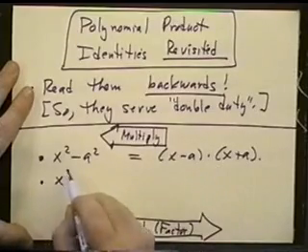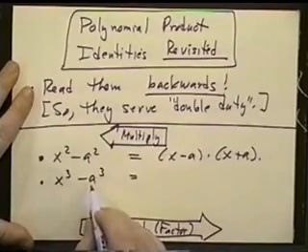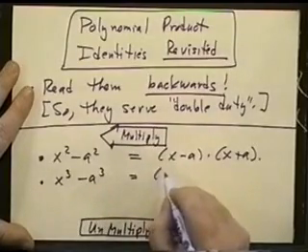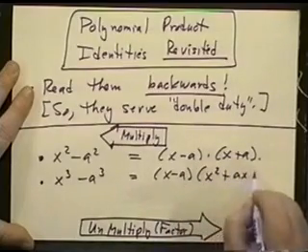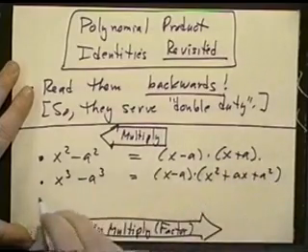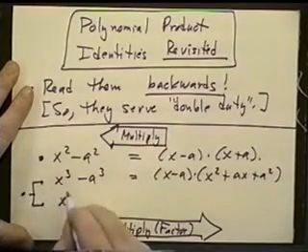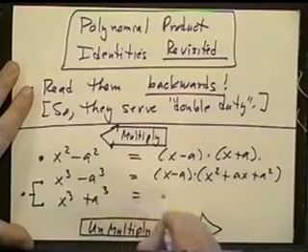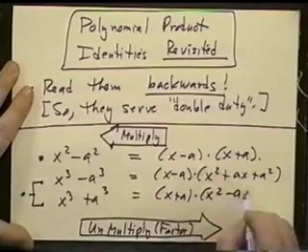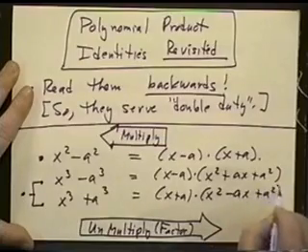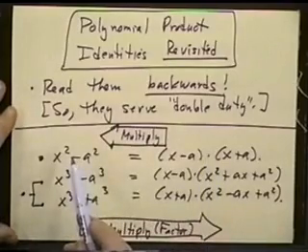Then let's look at the cubes. x cubed minus a cubed. If I write the x cubed minus a cubed over here, I can factor that as x minus a times x squared plus ax plus a squared. I can also factor its companion, x cubed plus a cubed, similarly, into x plus a times x squared minus ax plus a squared.